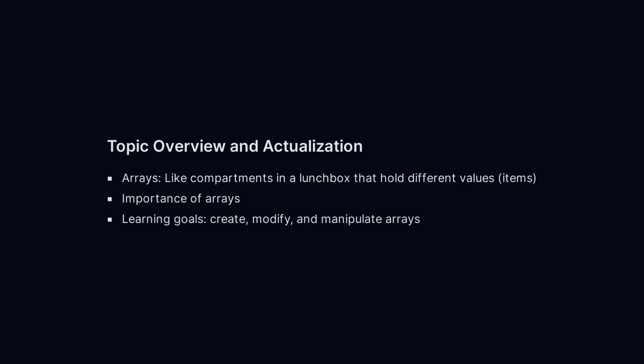Consider an array as a lunchbox with different compartments. Each compartment, or index, has a specific number and holds a different value or item. Just as a lunchbox can contain an assortment of items, sandwiches, fruits, and snacks for instance, an array can hold a variety of different values, numbers, strings, and even other arrays.